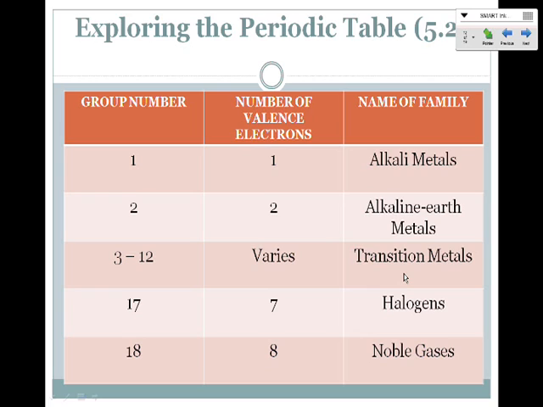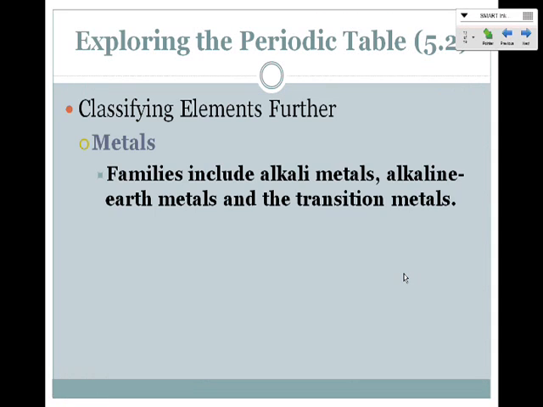Now these are the families that we're going to talk about. There are more families, like groups 13 through 16 have certain family names, but we're just going to discuss them as other nonmetals. You'll go more in detail once you get to chemistry. Let's look at the metal families. The families include alkali metals, alkaline earth metals, and transition metals, and you need to be able to discuss and tell where these are on the periodic table.